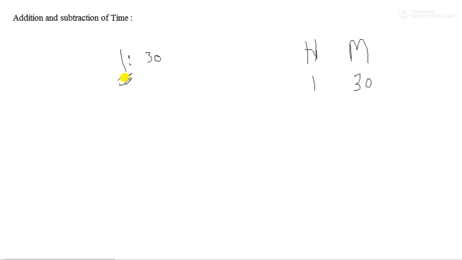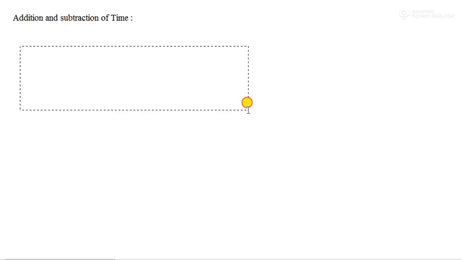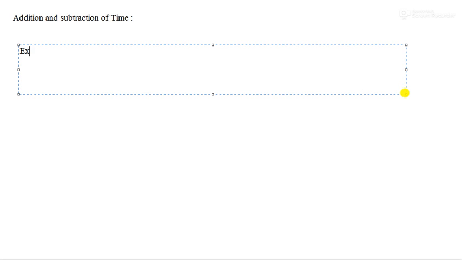So here 1 hour we have to write in the hours column, and 30, this is the minutes, so we have to write it in the minutes column. So we will see one example here. Add 9 hours 25 minutes and 5 hours 38 minutes.